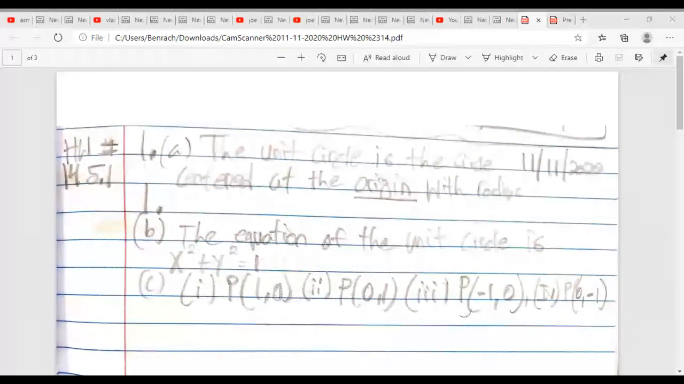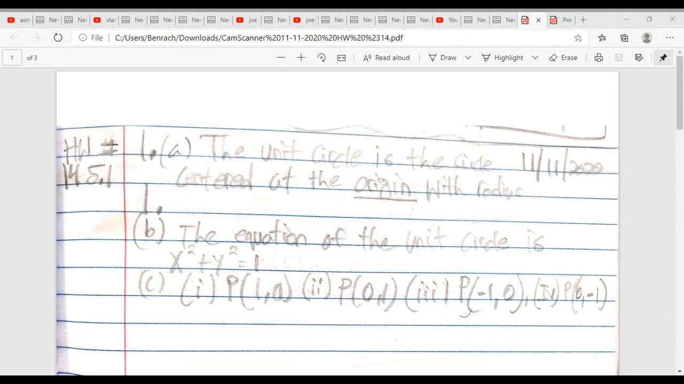Yeah. Okay. So it was pretty simple. I just had to fill in the blanks for A, B, and C. It says the unit circle is the circle centered at the origin with radius, and the blank was to fill this part, and I put origin. Then for B, it says the equation of the unit circle is, and I put x squared plus y squared equals 1.